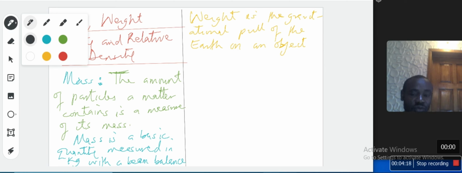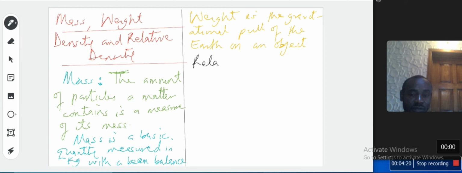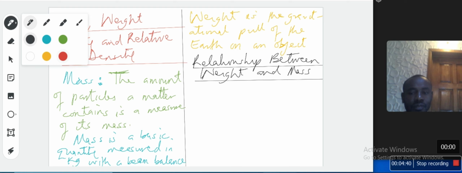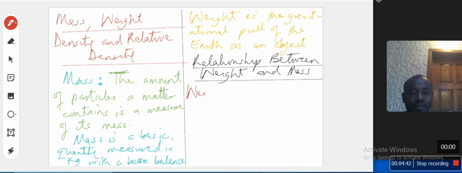You know the relationship between weight and mass? What's the relationship between weight and mass? They're both measured in kilograms. Well, I mean the mathematical relationship. Weight is actually mass times gravitational field strength.